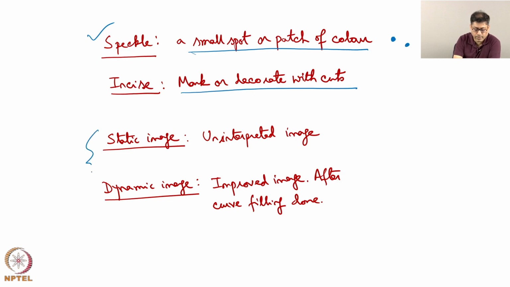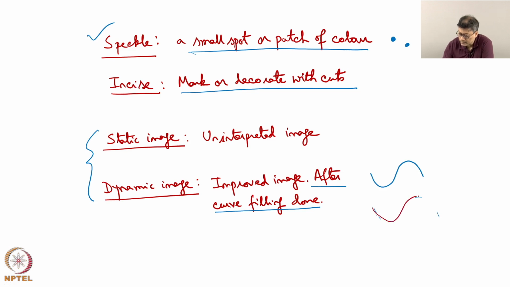We are going to see two kinds of images: static images, which practically means uninterpreted images, and dynamic images, which means the image has been improved, maybe the color contrast has been increased and some curve fitting exercise has been done. We may not always see a clear cut sine curve like this, but things can be vague. So, here we can put a best fit curve, and then we can go for interpretation. These are available in the dynamic image.